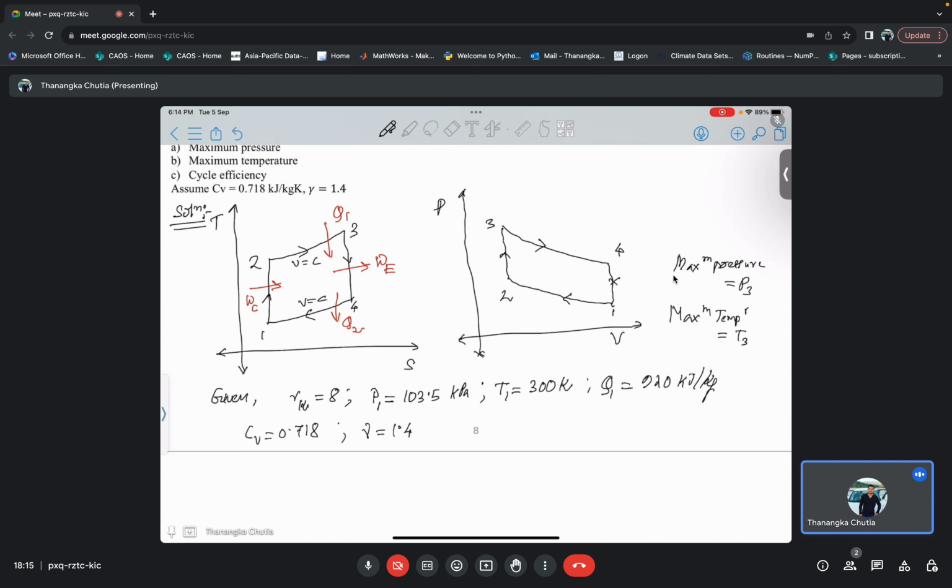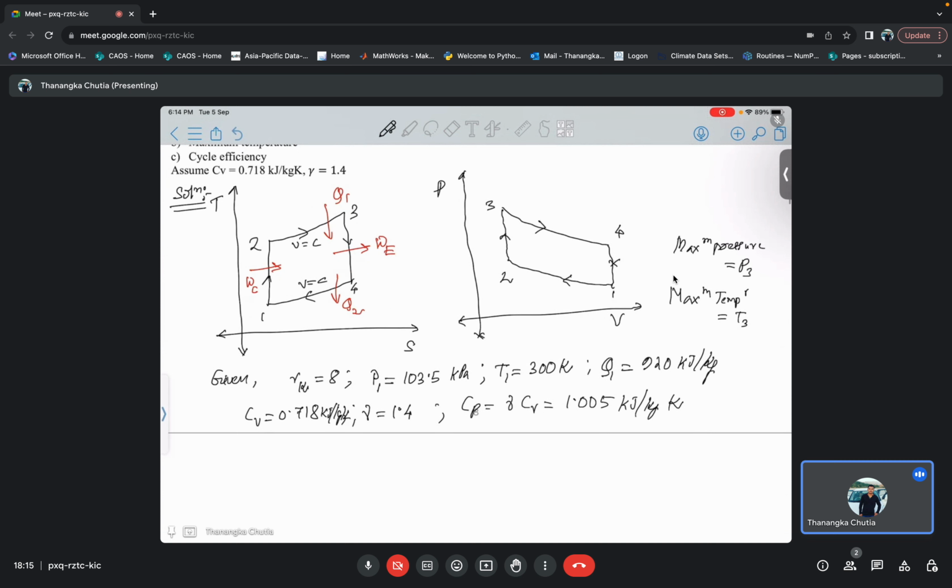Since Cp by Cv is equal to gamma, Cp will be equal to gamma times Cv. That is 1.4 into 0.718, which roughly gives 1.005 kilojoule per kg Kelvin. And if you treat this as an ideal gas, R will be equal to Cp minus Cv, and that gives 0.287 kilojoule per kg Kelvin. So these are the parameters that we will be requiring.